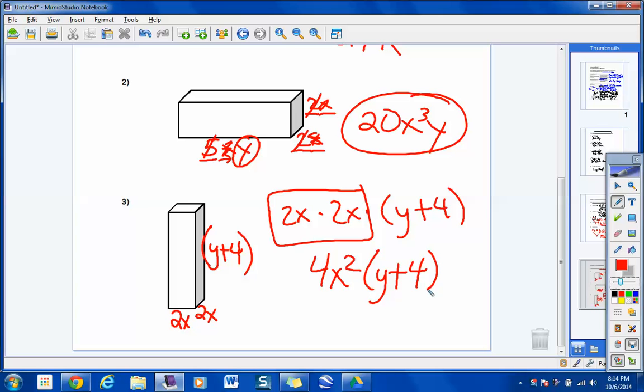Now we have to distribute. Rules of multiplication, help me out. 4x squared times y. What is it? Well, what did I just say? I just said 4x squared times y. There it is. Then the 4x squared times the positive 4 is going to become 16. That's the 4 times 4 part. And then you've still got x squared attached to this.